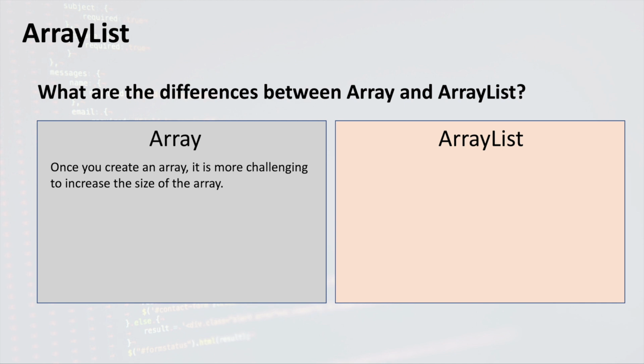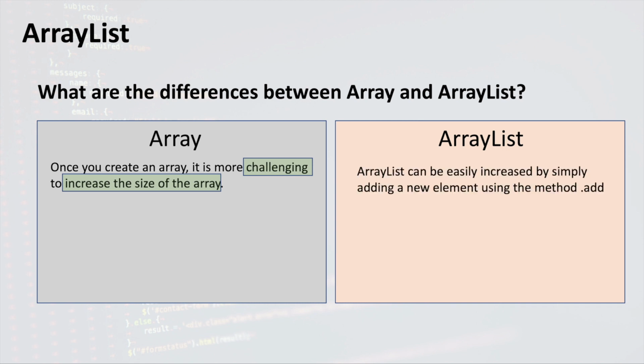First one, when you create an array, it becomes challenging to increase the size of the array. So you started with 5 elements, you want to make it 7. It's not that easy. You need to create a new array, copy the old one to it, and things like that. But in the array list, it's easy. There's a method called .add. You just call that method and add the value that you want to add between brackets, and we'll see. You can add it to the end of the array list, or you can add it to a specific location or index, and we will see examples.